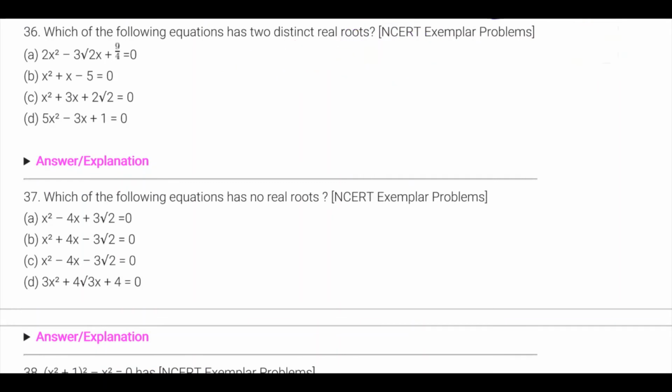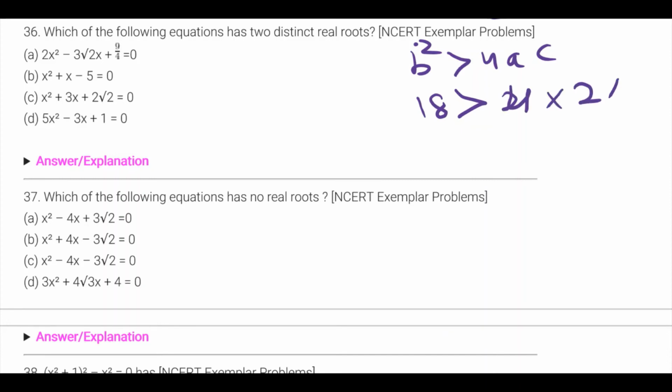Next, 36th question. Which of the following equations has two distinct real roots? So b square should be more than 4ac. The first equation, it is 3 root 2 whole square, which is 9 into 2 is 18. Should be more than 4 into a is 2 and c is 9 by 4. So 18 is more than 18, no.